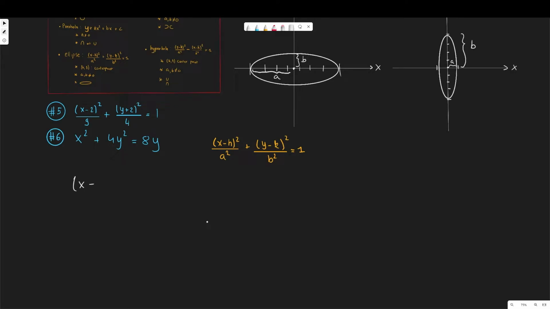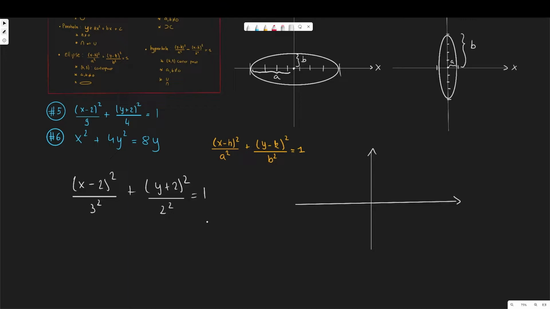So (x minus 2) squared over 9. Well, 9 is the same as 3 squared, and then we'll have (y plus 2) squared over 4, and 4 is just 2 squared, is equal to 1. So now this equation is the same as the general equation form for an ellipse. Now let's try to sketch this. Our center point is (2, negative 2). So if this is 2, then this will be negative 2 and our center point will be right over here.